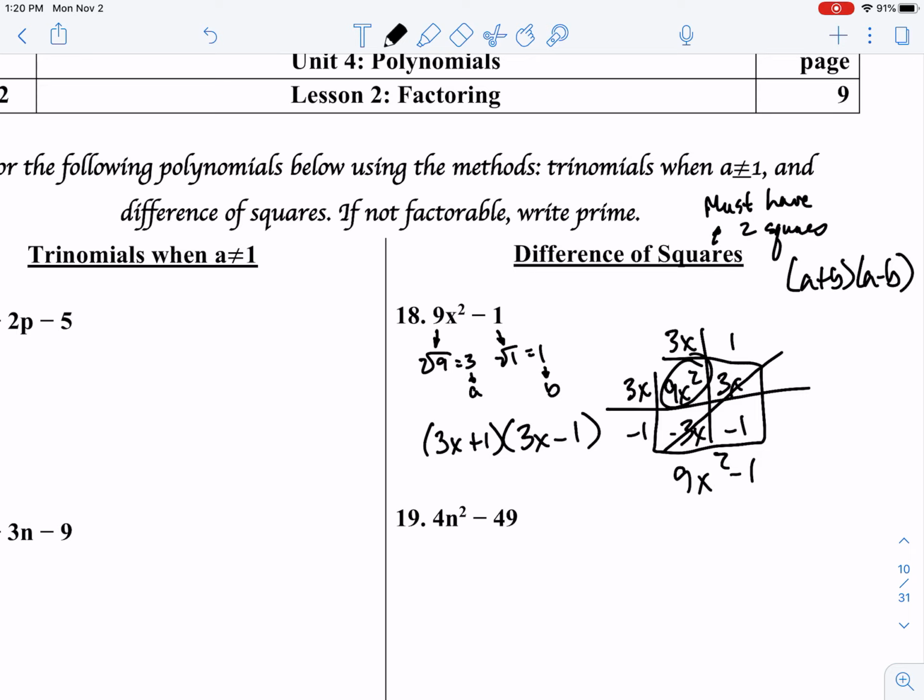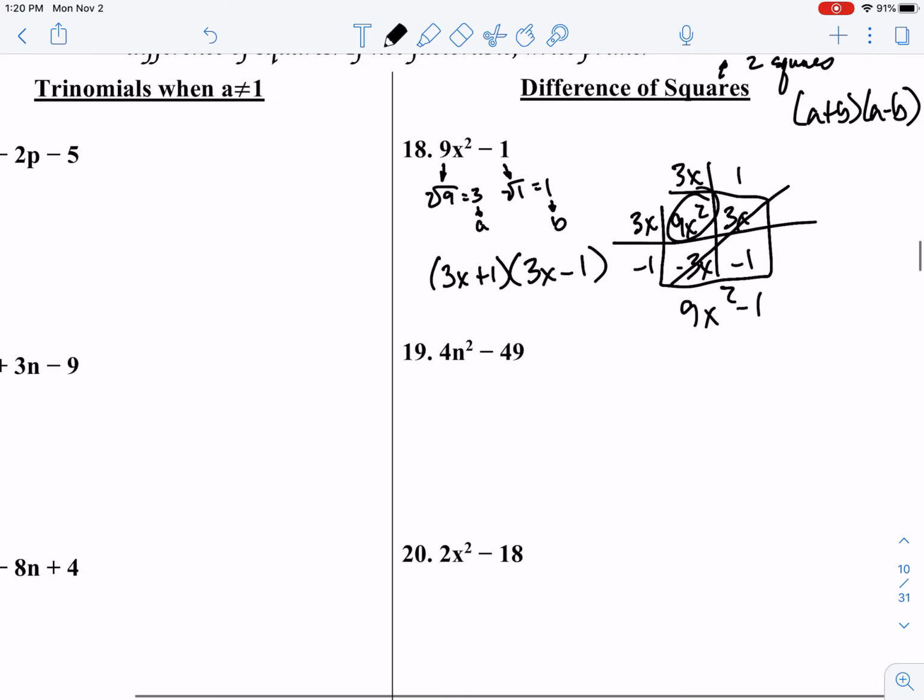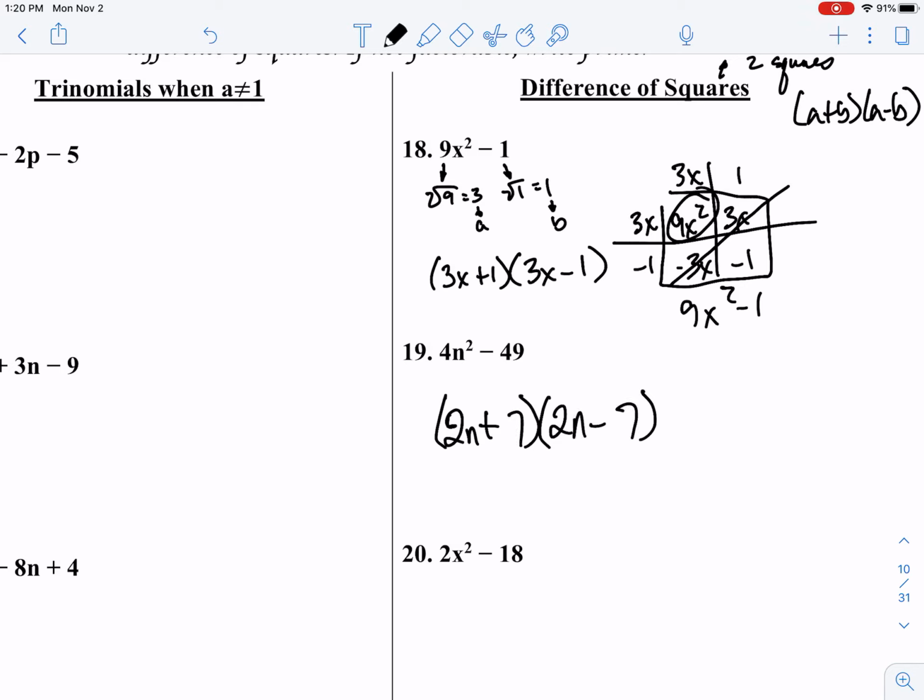So difference of squares, you're only going to have two terms, and they're going to be perfect squares. So like you can do these really fast. See two terms, I immediately think difference of squares, plus minus. 4 is a perfect square, 49 is a perfect square. Square root of 4 is 2, and square root of 49 is 7. Right?